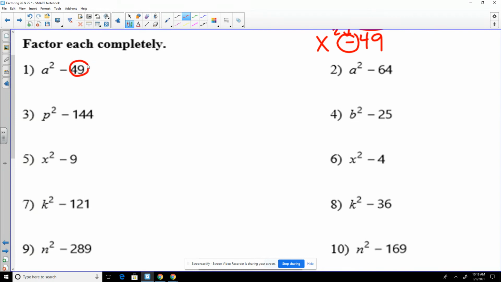positive 49. What is the root of 49? The square root of 49, if you type that in your calculator, is 7. So I know that 7 times 7 is 49. My variable in this case is A. You've got to pay attention to the A. So that means that my binomials are A plus 7, A minus 7.